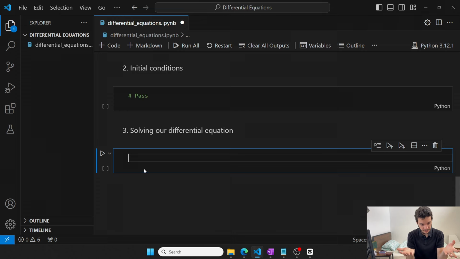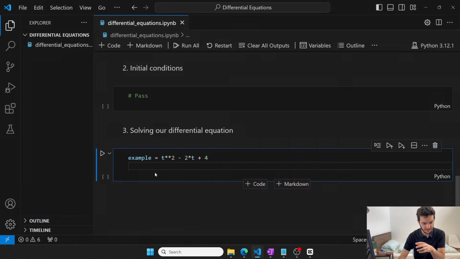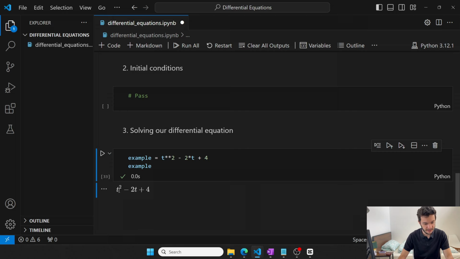If you have, for example, an equation, let me just show you this because it will be very intuitive for you later on. Let's say we have a simple quadratic equation like x squared plus x plus 2 is equal to 0. Let me define this as t squared minus 2 times t plus 4. Okay, so let's say this is our equation. If I type here my example, we'll see you have t squared minus 2t plus 4 is equal to 0.